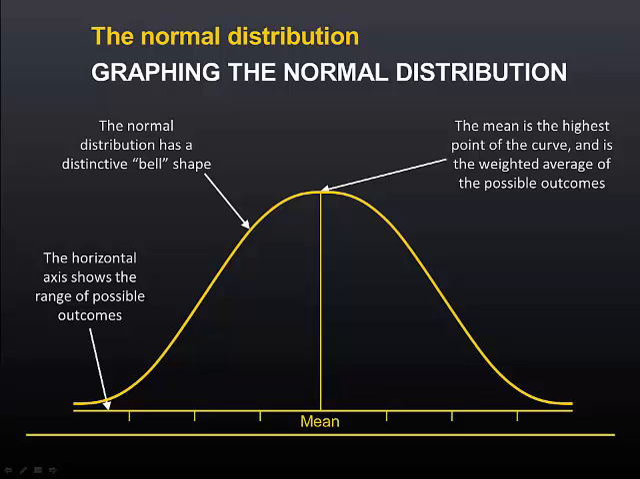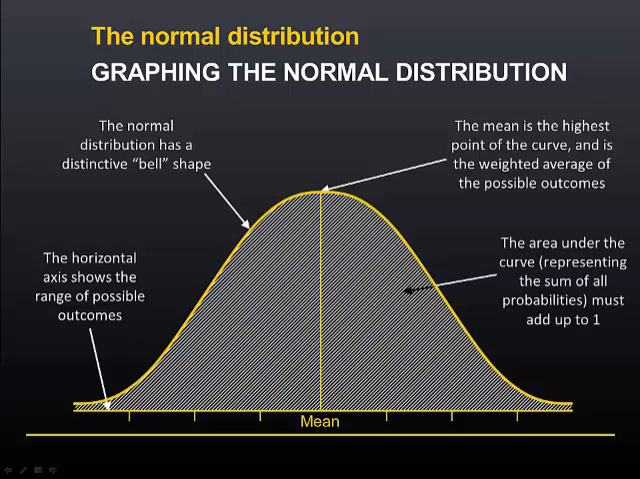Although there is no vertical axis, the implication of this graph is that the height of a point on the curve is the probability of achieving that particular return. So the mean automatically has the highest probability. The area under the curve is the sum of the probabilities, which, as we know, must equal 1.